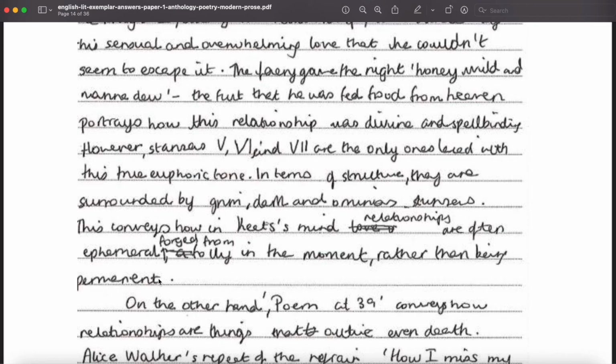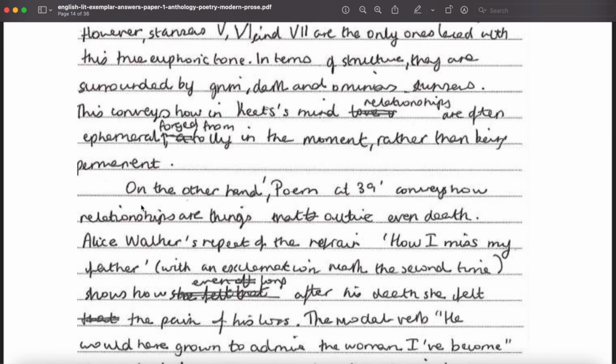And it was just surrounded by grim stanzas, which reflects how it was just something in the moment and it then went away. So this is very good analysis of the form of the poem and the structure of the poem. Now, where's the comparison? Here it is. So that's why this is a perfect answer.